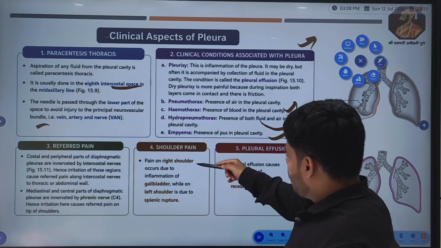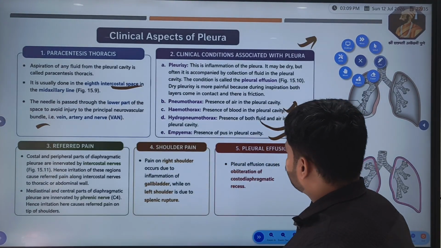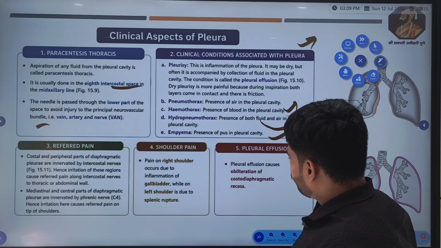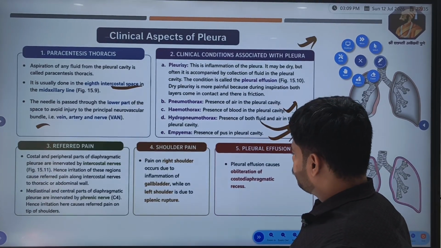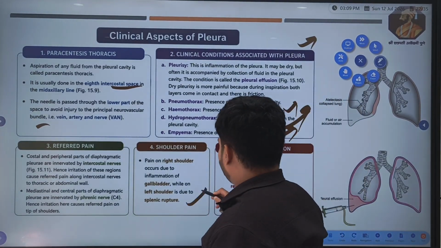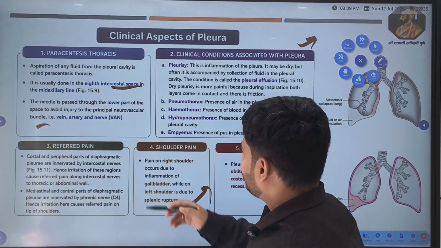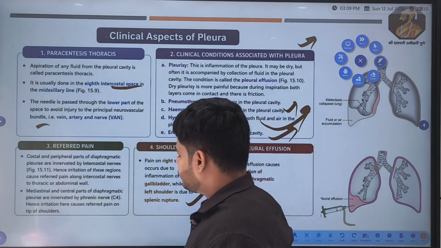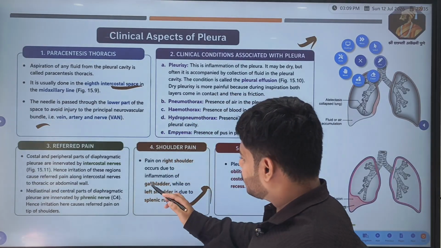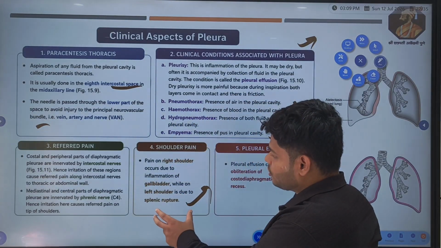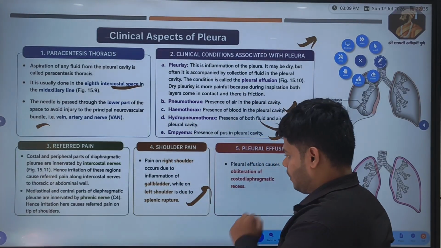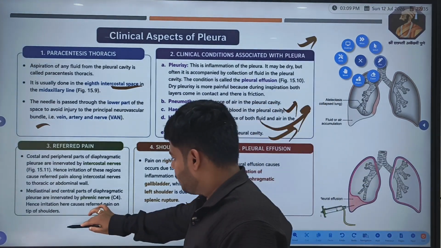Shoulder pain. Pain on the right shoulder occurs due to inflammation of the gallbladder, while left shoulder pain is due to splenic rupture. Referred pain: costal and peripheral parts of the diaphragmatic pleura are innervated by intercostal nerves. Hence, irritation of this region causes referred pain, through intercostal nerves, to the thoracic or abdominal wall. See, this is also an important condition.